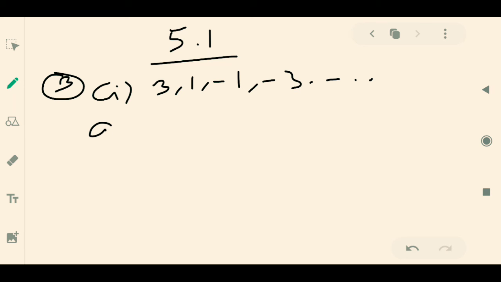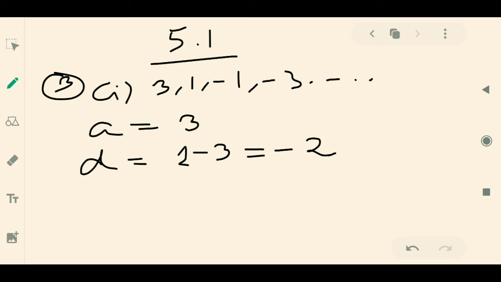So the first term, the first one, we denote by A, and the second is 3. And how to find the common difference? Either you subtract the first from the second or the second from the third, anything you can do. So D will be equal to, subtracting the first term from the second term, minus 2. And if you subtract the second from the third, you will get the same answer. So the first term is 3 and the common difference is D.